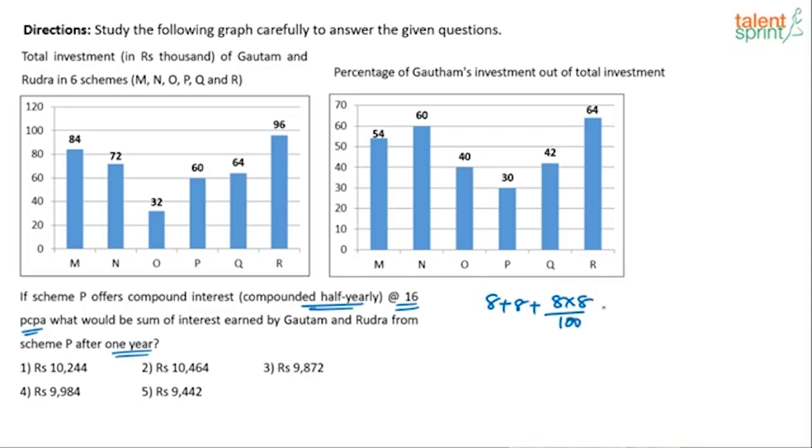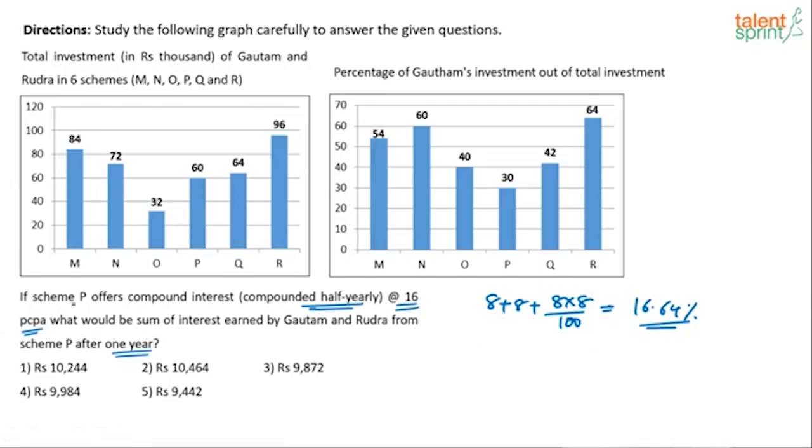Don't ask me how. This is a compound interest concept. 16.64%. In 1 year, I have got 2 half years. So I'll split 16 as 8 and 8. Twice I have to take it. So 8 plus 8 plus 8 into 8 by 100 gives 16.64%. And we are not worried about Gautam's investment, Rudra's investment and all that.